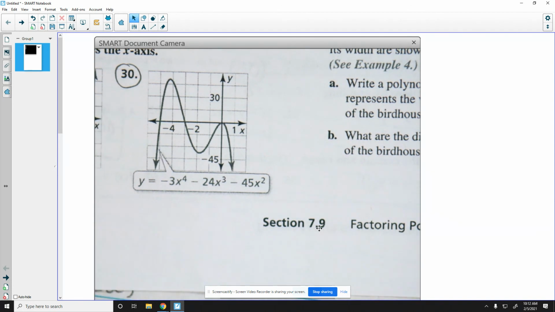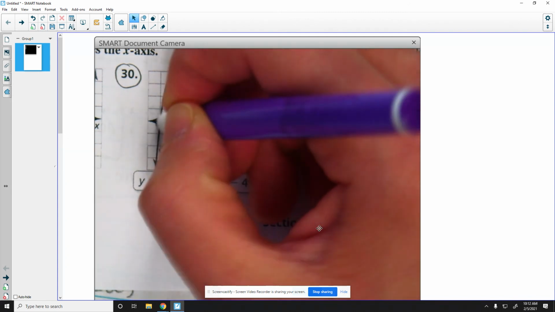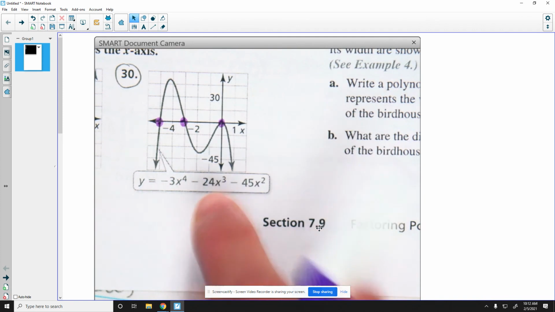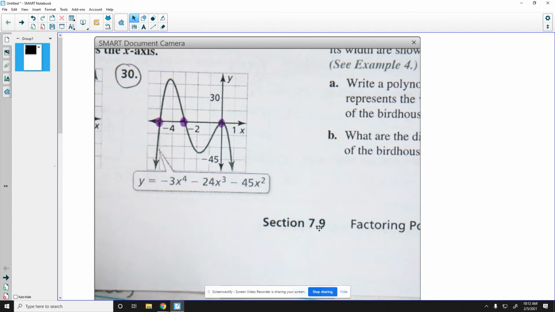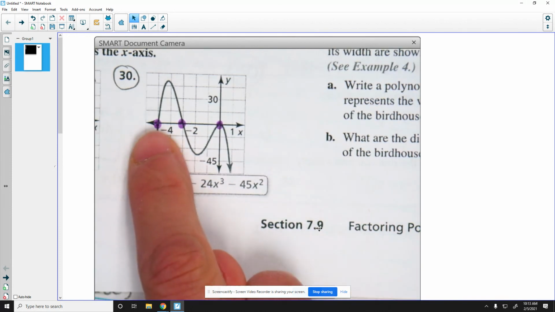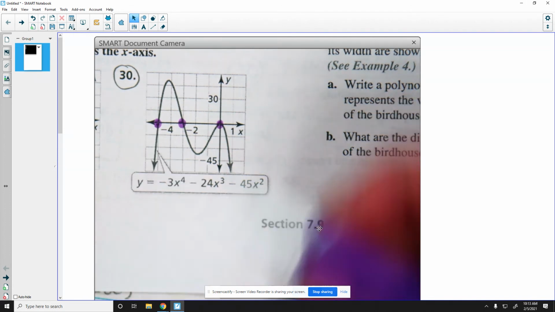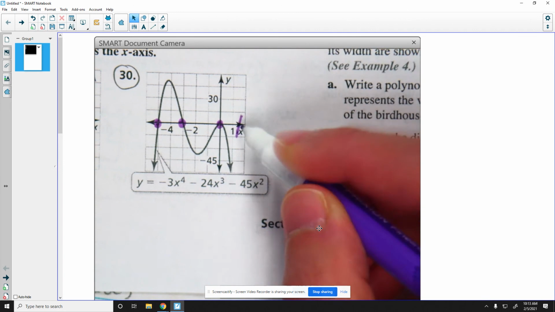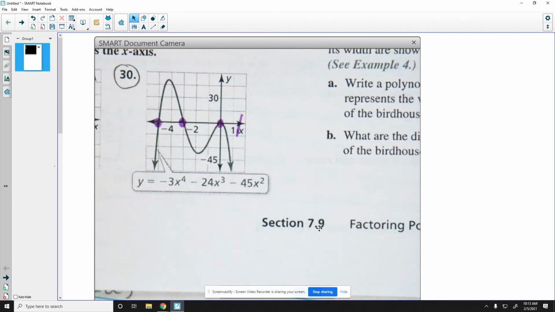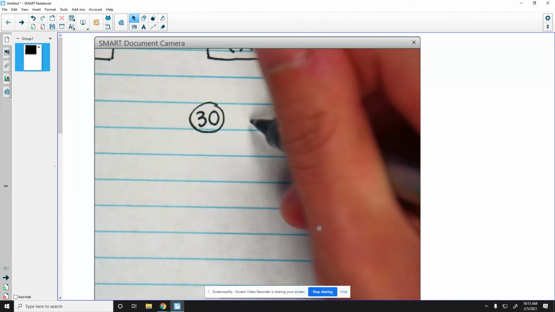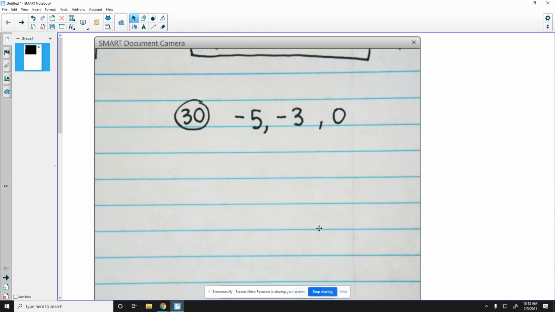Does anyone think they know what the answers are for number 30? Rowan? -5, -3, and 0. Do you remember how, guys, if they give you a picture, your answer is always on the x-axis. So if they give you a picture, see if it hits the squares perfectly. If it hits somewhere in the middle, then no, you can't. You have to do the problem. But if it hits the corners of the grid perfectly, then you can just write your answers. My answer is -5, -3, and 0. And that's it.